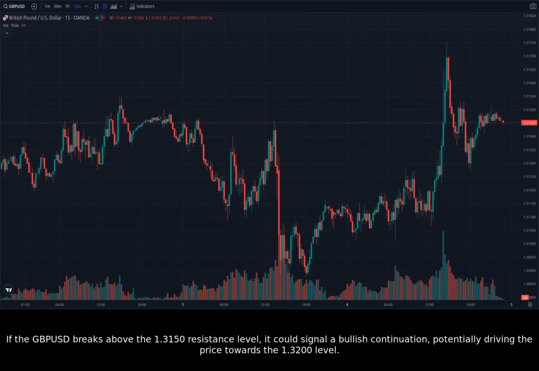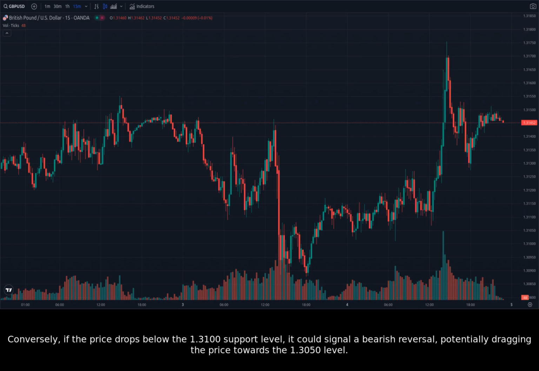If the GBPUSD breaks above the 1.3150 resistance level, it could signal a bullish continuation, potentially driving the price towards the 1.3200 level. Conversely, if the price drops below the 1.3100 support level, it could signal a bearish reversal, potentially dragging the price towards the 1.3050 level.